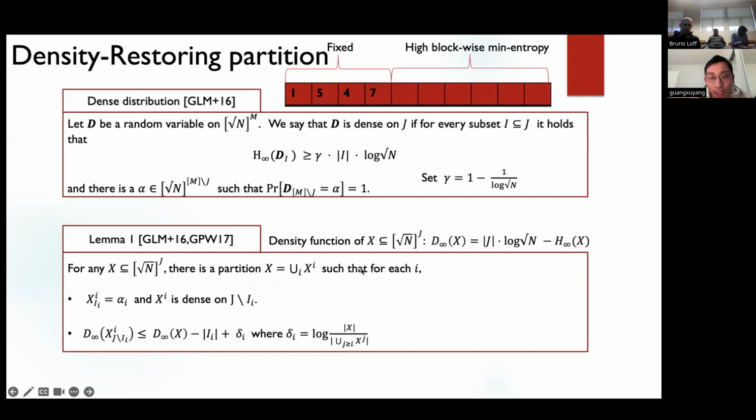This is a density function. The density function is the mean entropy loss of X compared to the uniform distribution. This is the condition to bound the fixed size, but I will explain it later.